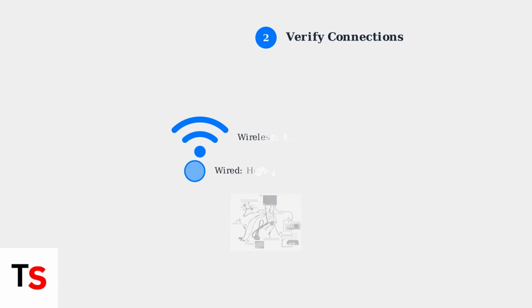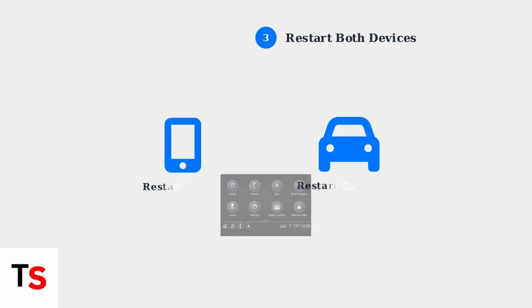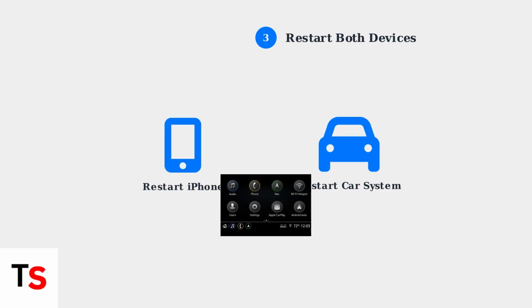Next, verify your connection method. For wireless CarPlay, ensure both Bluetooth and Wi-Fi are enabled on your iPhone. For wired connections, use a high-quality USB cable that supports data transfer. Restart both your iPhone and your car's infotainment system. This simple step often resolves temporary connectivity issues and refreshes the connection between devices.